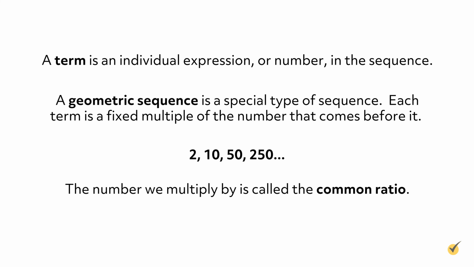The number we multiply by is called the common ratio. Each term gets multiplied by the common ratio, resulting in the next term in the sequence. In this geometric sequence, the common ratio is 5. To find any number in a given sequence, we can use the following formula. a sub n equals a sub 1 times r to the n minus 1. In this formula, n stands for the number in the sequence we are asked to find. a sub 1 stands for the first term in the sequence, and r stands for the common ratio.